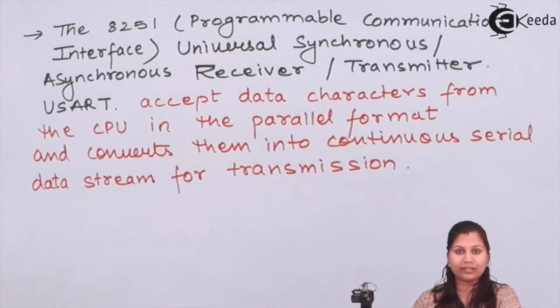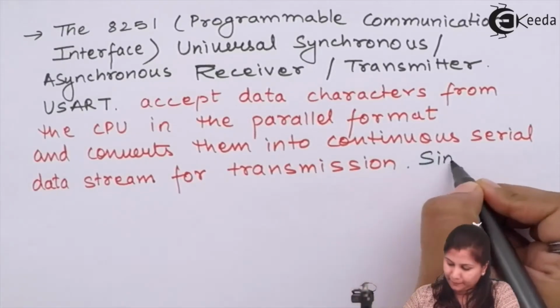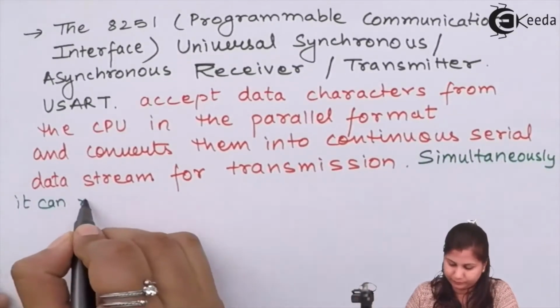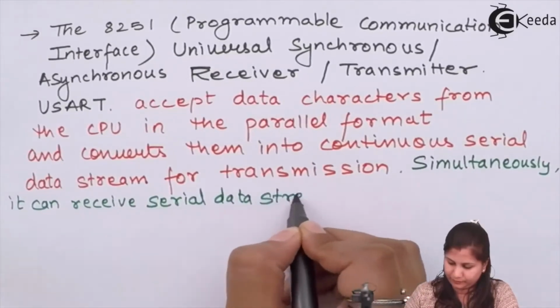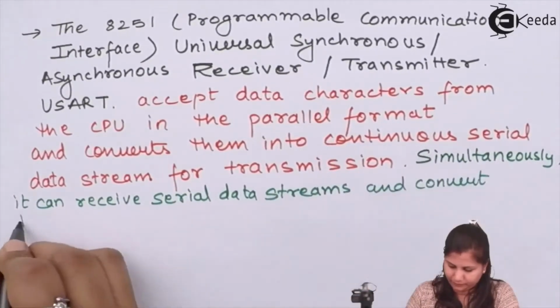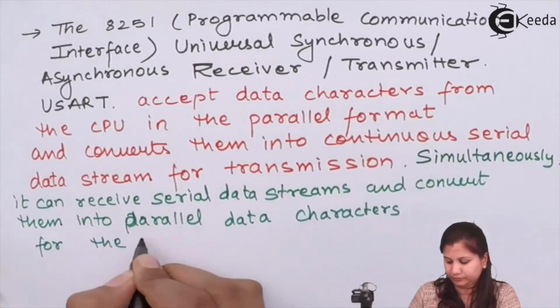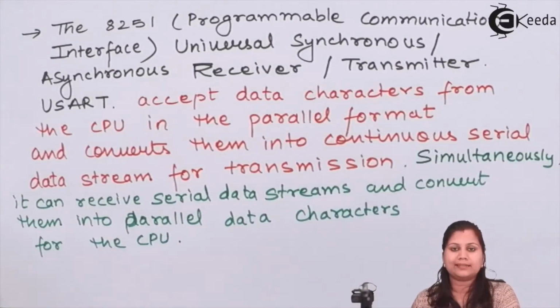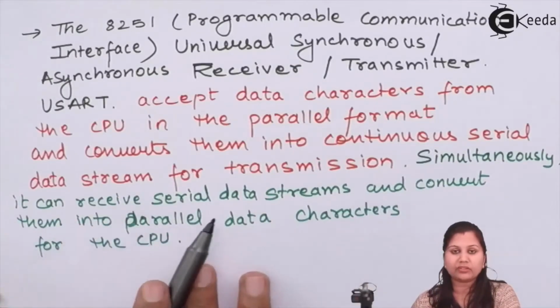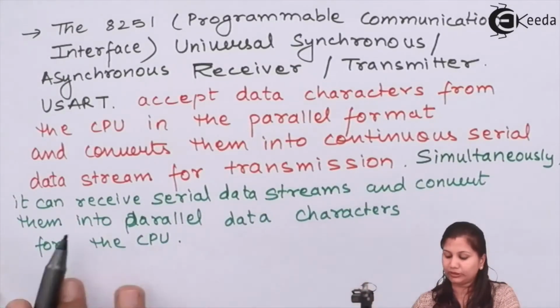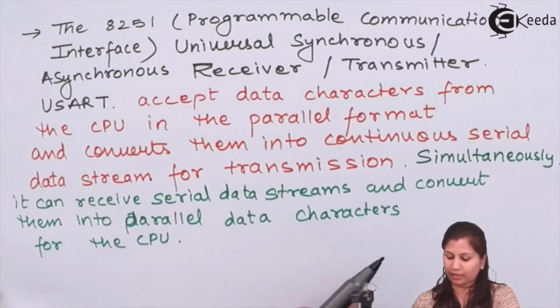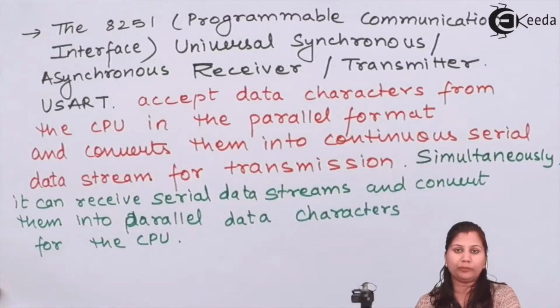Now when it is receiving the data, then what is it going to do? Simultaneously this USART is going to receive the serial data streams and convert them into the parallel data for the CPU. Okay, so at the time of receiving, it is going to perform the serial to parallel conversion.